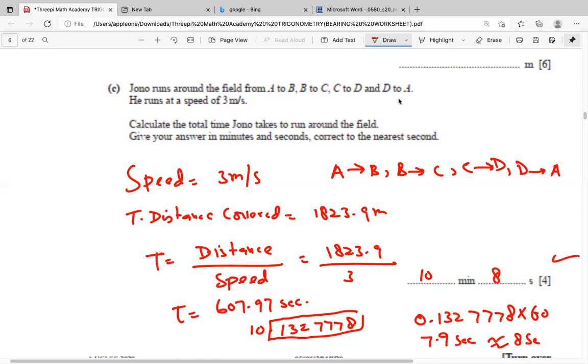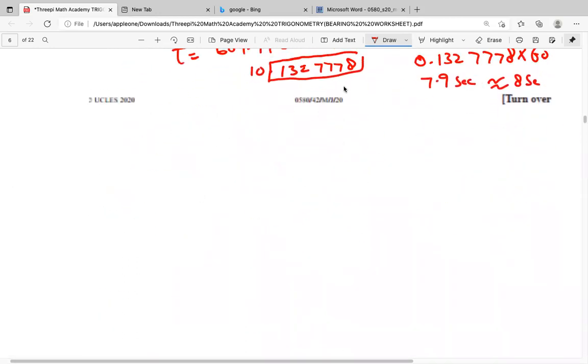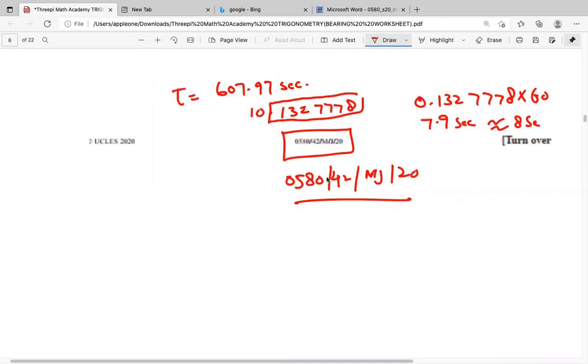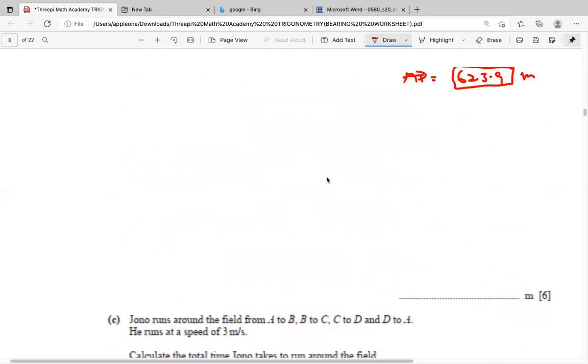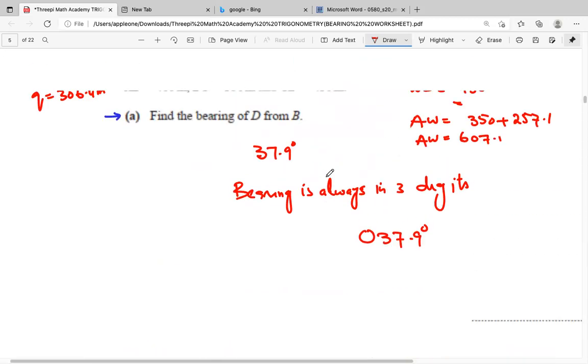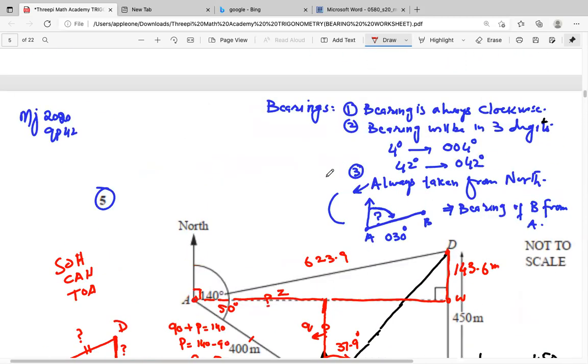So that was the question. And I hope you understood the question. This is the paper 0580/42 of May/June 2020. Okay, this is one of the latest papers. So I hope you got the question. Please revise this question yourself, solve this question.